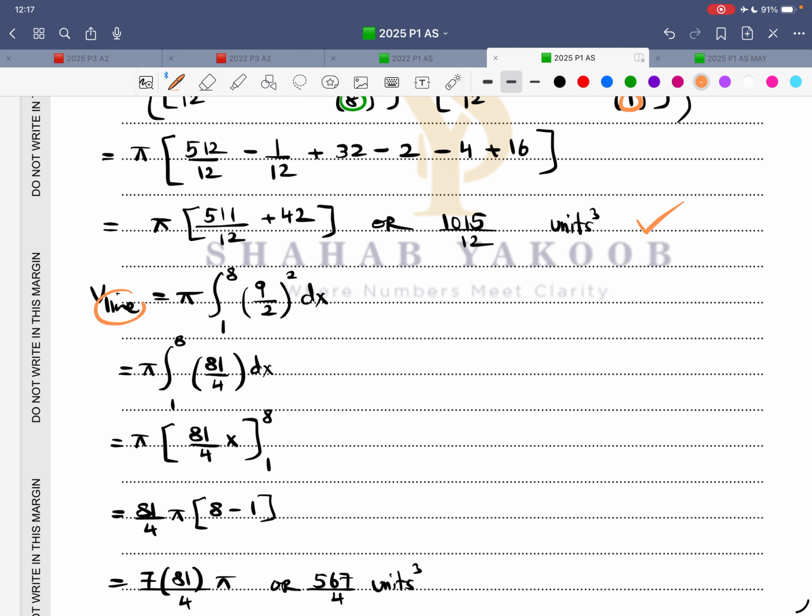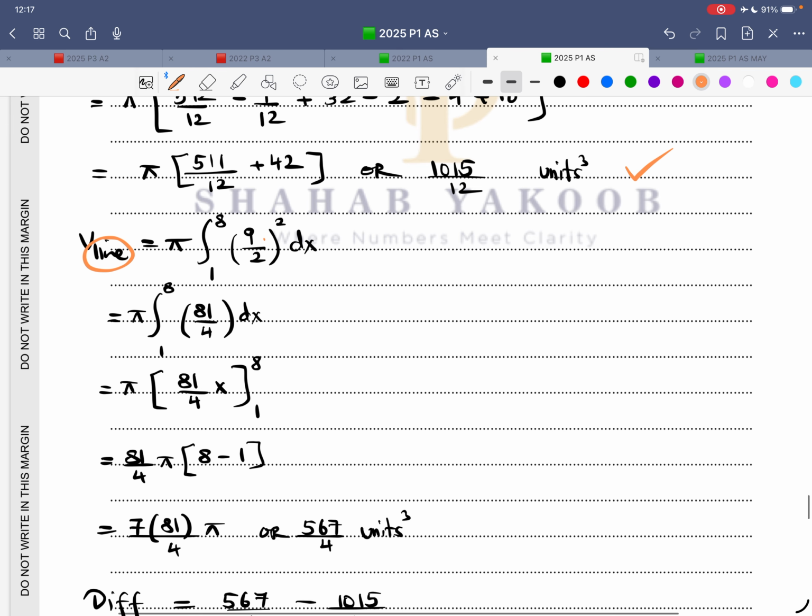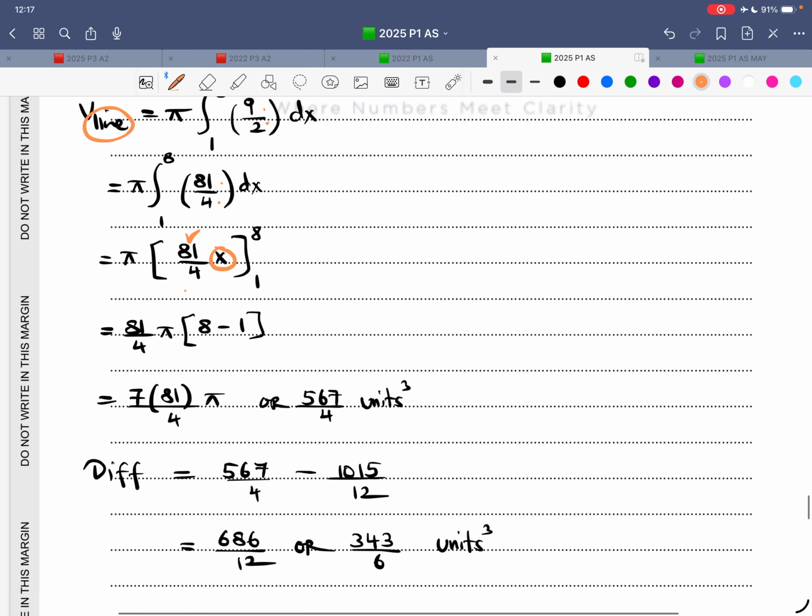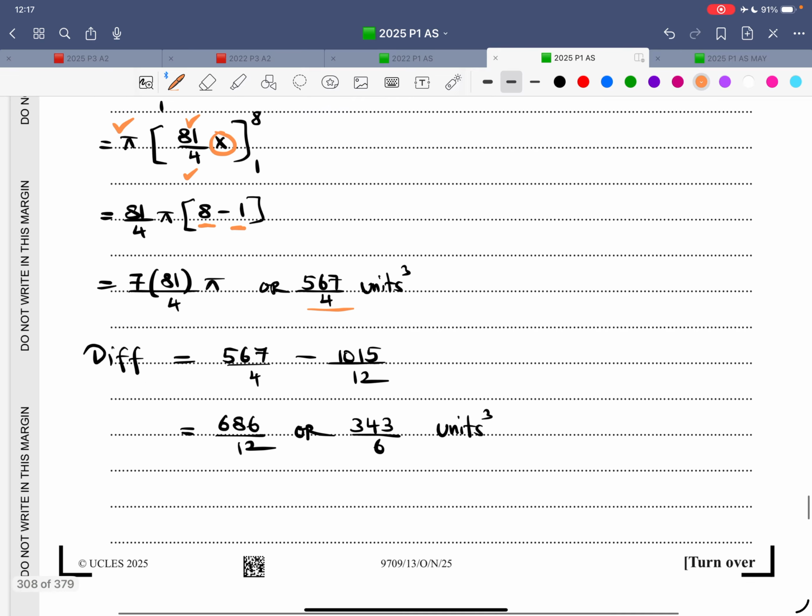This is volume under the line. That is 9 over 2 is written. It's being squared. It's 81 over 4. Integrate. X appears. Take 81. Take 4. Pi was already on the outside. Plug in the upper limit, lower limit. We get this thing. So line volume minus curve volume, and this difference, that is your answer.